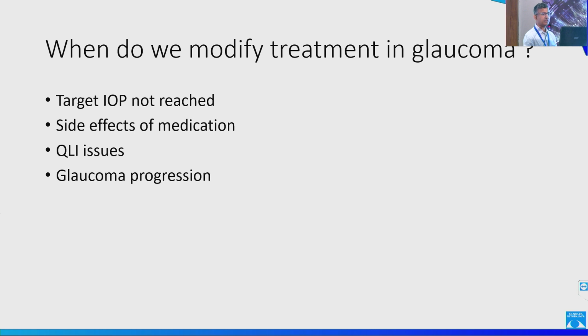So why do we modify treatment in glaucoma? Of course, we modify it because target IOP is not reached. We modify it because of side effects of medication. We modify it because of quality of life issues. And we modify it because of glaucoma progression. And glaucoma progression and quality of life issues are very closely linked.